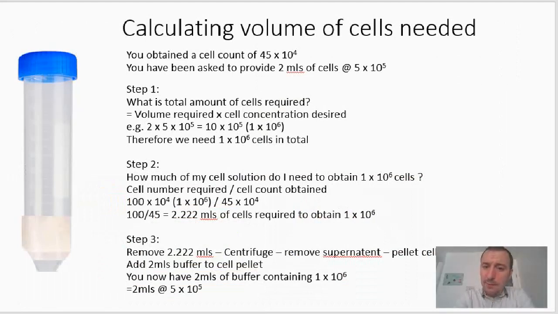So now we're going to deal with the issue of calculating the volume of cells that is needed in order to fulfill the request that Emer has asked for. So, for instance, if Emer had asked to provide 2 mils of 5 by 10 to the 5 cells per mil, you need to work out the total number of cells that are required. Say, for instance, the cell count you obtained was 45 by 10 to the 4.